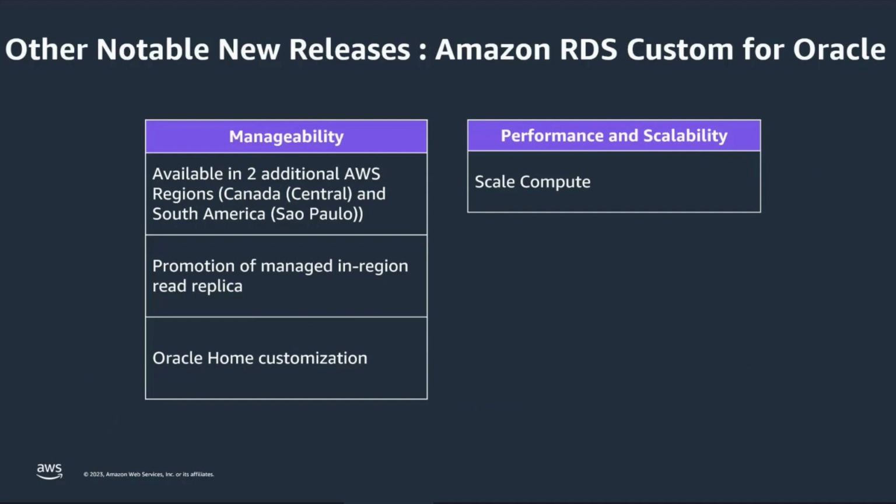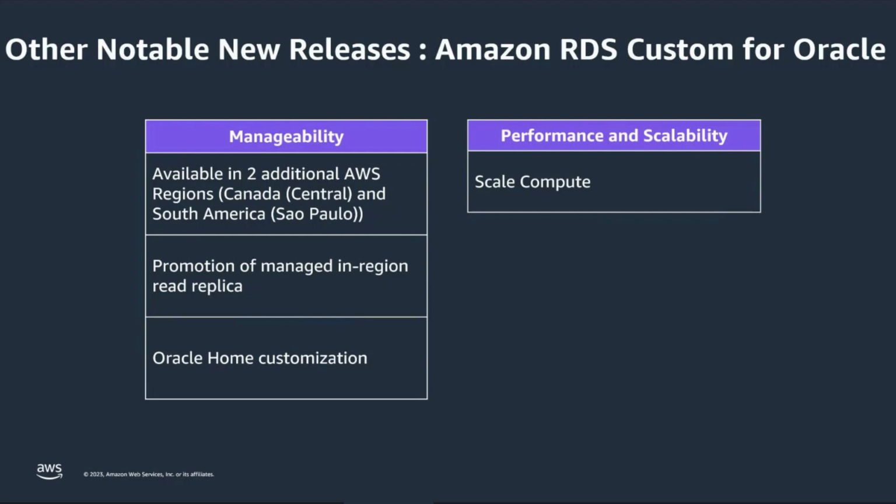On the manageability side of things, RDS Custom for Oracle is now available in 2 more regions, that are Canada Central and Sao Paulo. We also now support promotion of managed in-region read replica. Along with these features, there is a way for customizing Oracle Home through parameters in manifest file of RDS Custom for Oracle while CEV creation. These parameters include Oracle Base, Oracle Home, install Unix user, install Unix group, and their IDs.